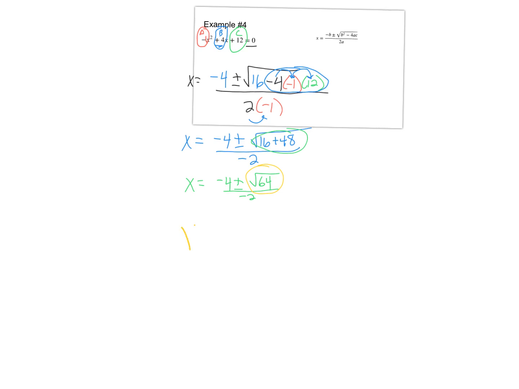All right, so here we go. X equals negative 4 plus or minus 8, all divided by negative 2. And again, because I got a nice number here, okay, we're going to evaluate.